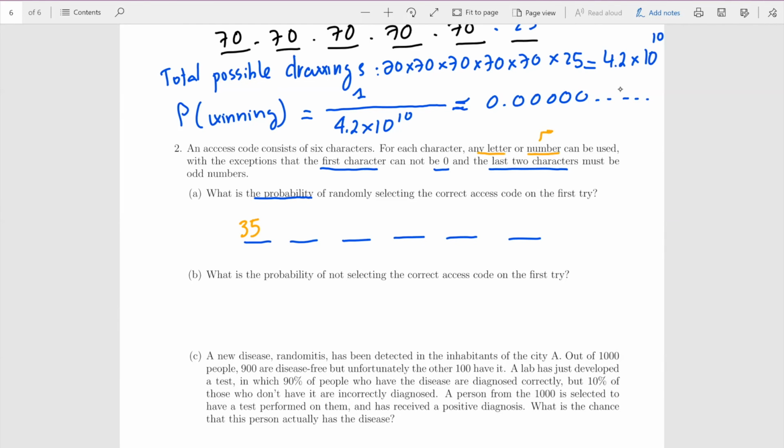The last 2 characters must be odd numbers. So how many odd numbers do we have? 1, 3, 5, 7, 9. So there are 5 odd numbers, and these are the possible outcomes for the last 2 characters. For the rest of the characters, you can put 36 in there. So the total possible outcome should be the product of all of these numbers.